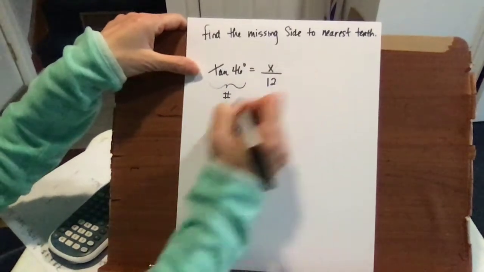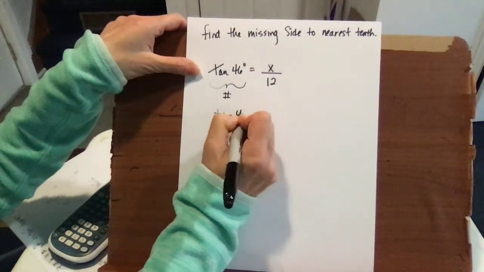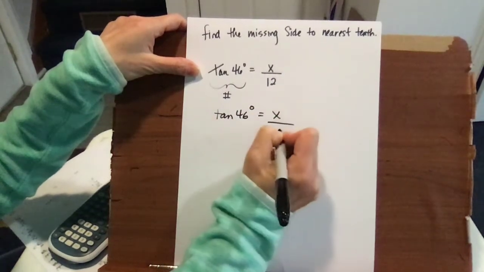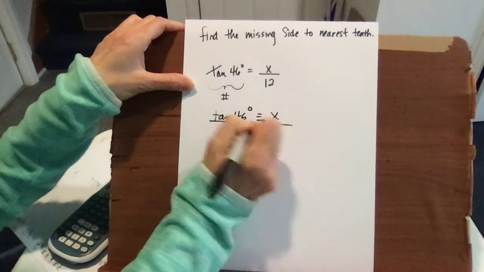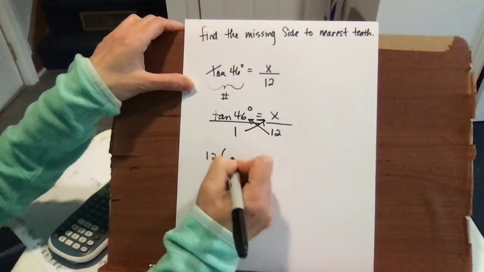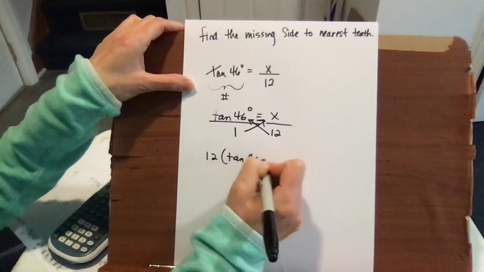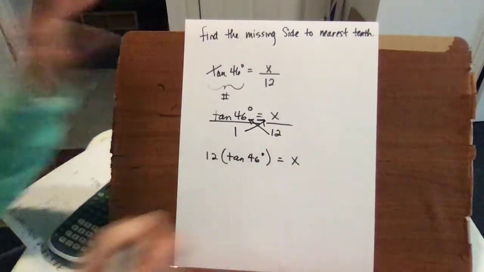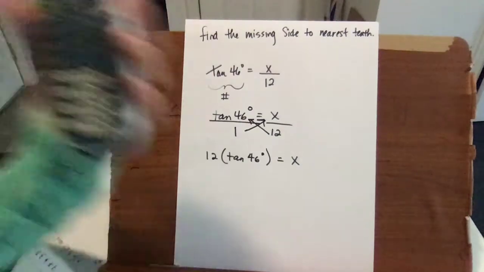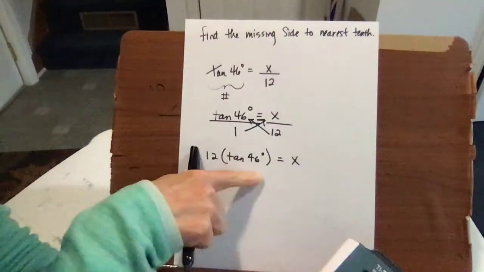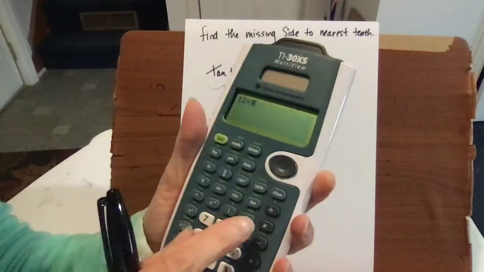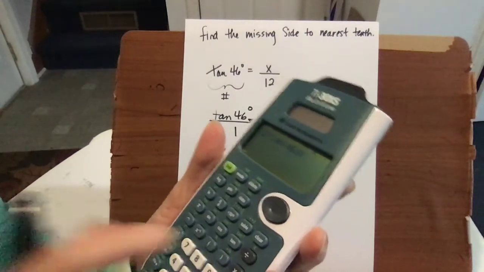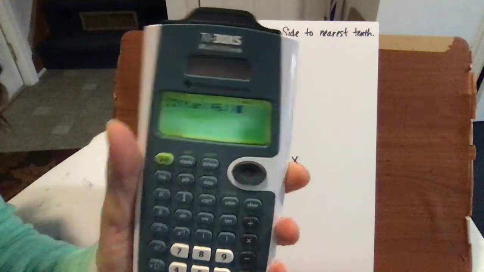So tangent of 46 degrees equals x over 12. So we're just going to put tan of 46 over 1. We're going to cross multiply. So we're going to get 12 times the tangent of 46 degrees equals 1 times x, which is x. So how do we calculate that? Pretty easy. This is the way you wrote it, is how you'll put it in your calculator. 12, open up your parens, hit tangent, put in 46 degrees, close your parens twice, and hit enter.